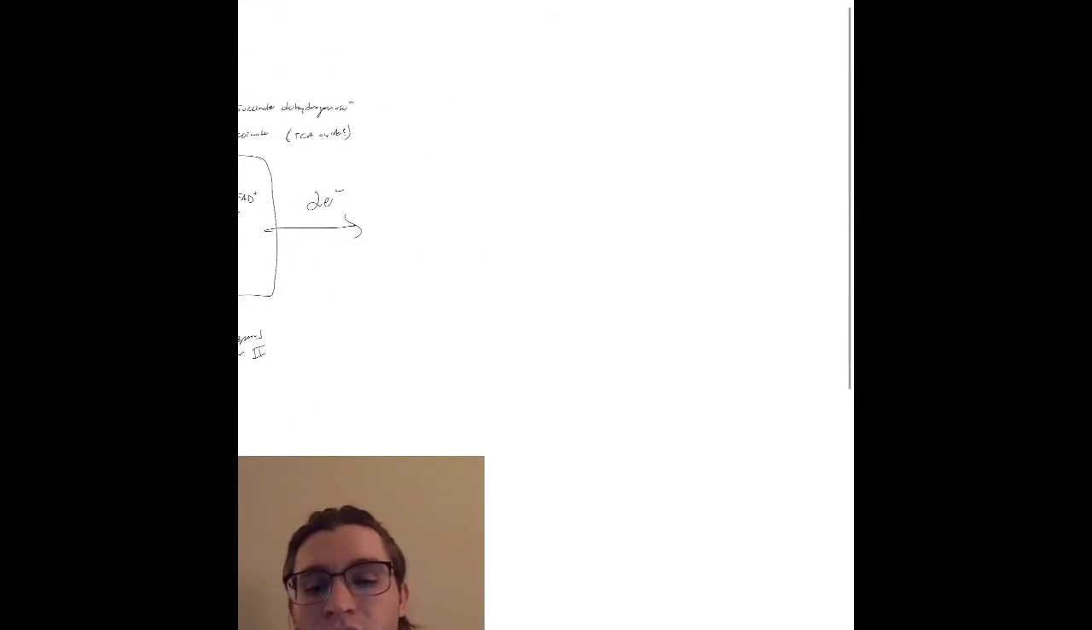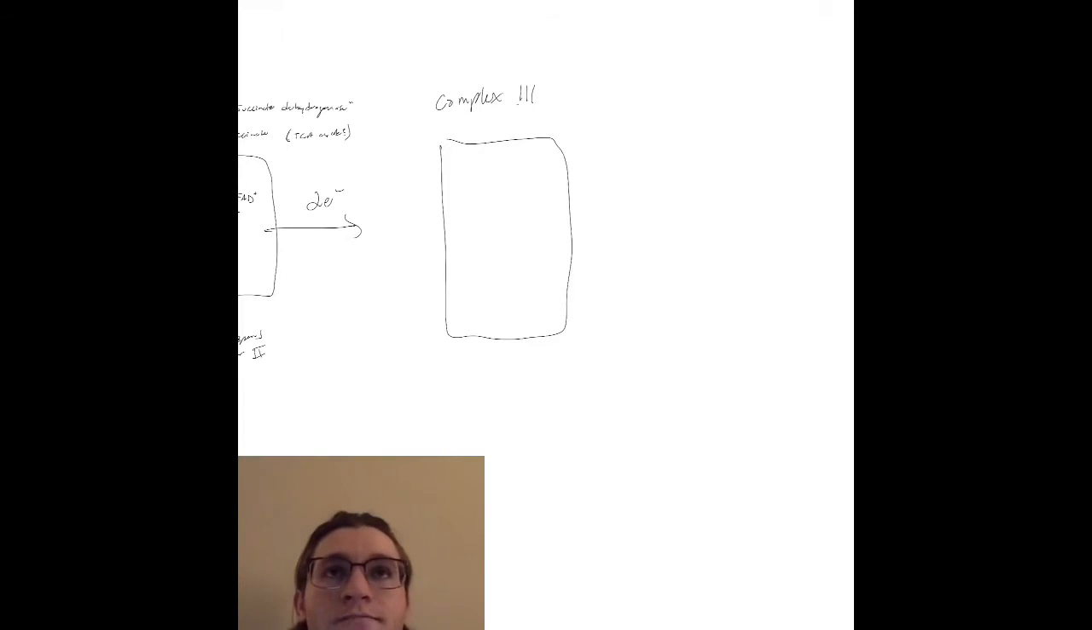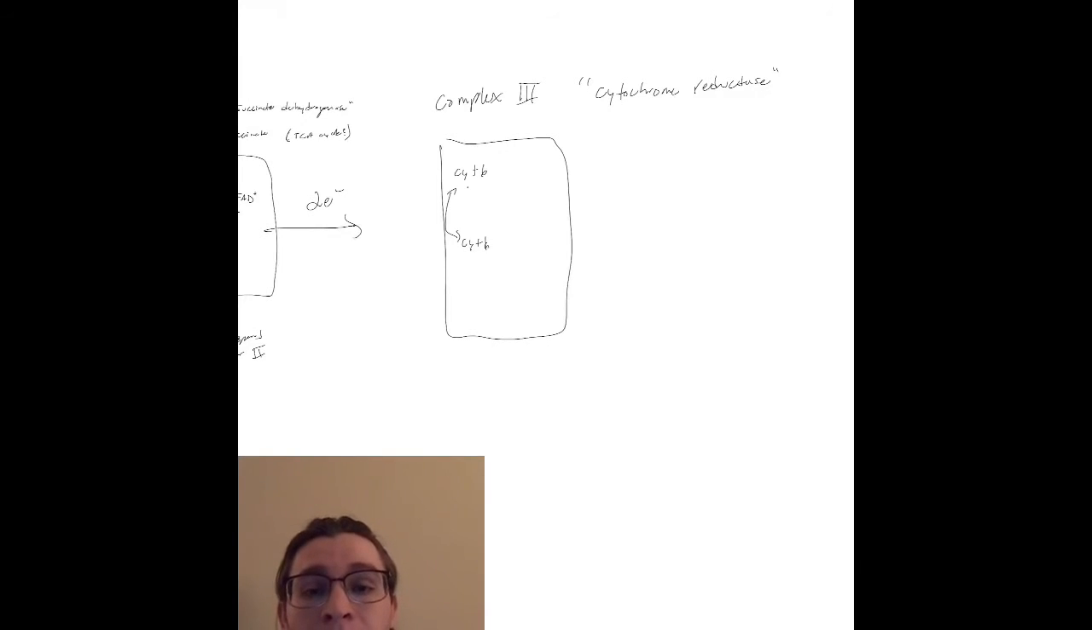Complex 3 is going to be called cytochrome C reductase. Sorry, cytochrome C reductase, and it's going to be what we're expecting. So you're going to have cytochromes turned and reduced. Reduced means you're going to be gaining electrons. So cytochrome A is going to be the active form. Then cytochrome B, and then another cytochrome.